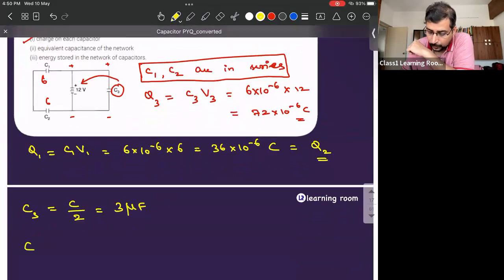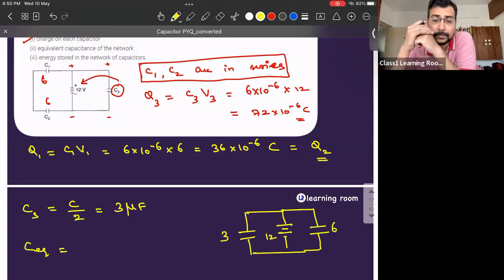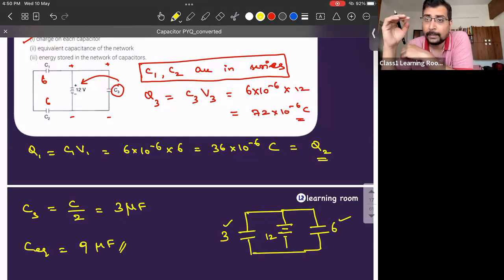What about C equivalent? So the diagram will get shifted like this. This is 12, this is 3, this is 6. So 3 and 6 are in parallel. So it will become 9 microfarad. So the equivalent capacitance of this network is 9 microfarad.